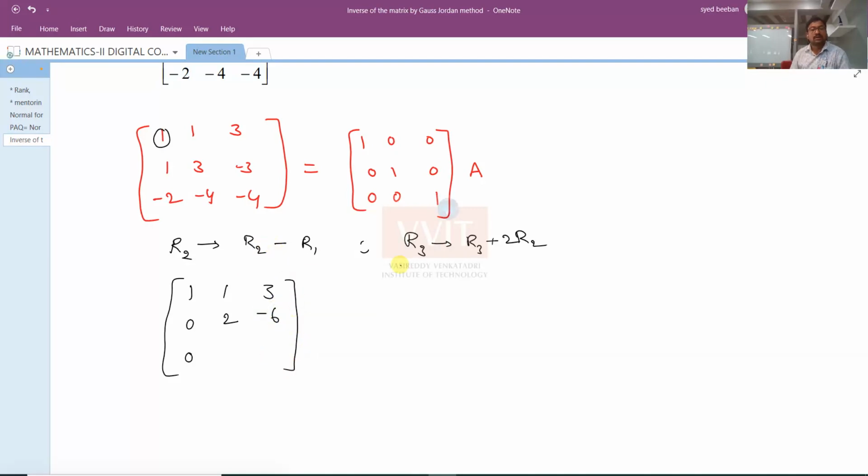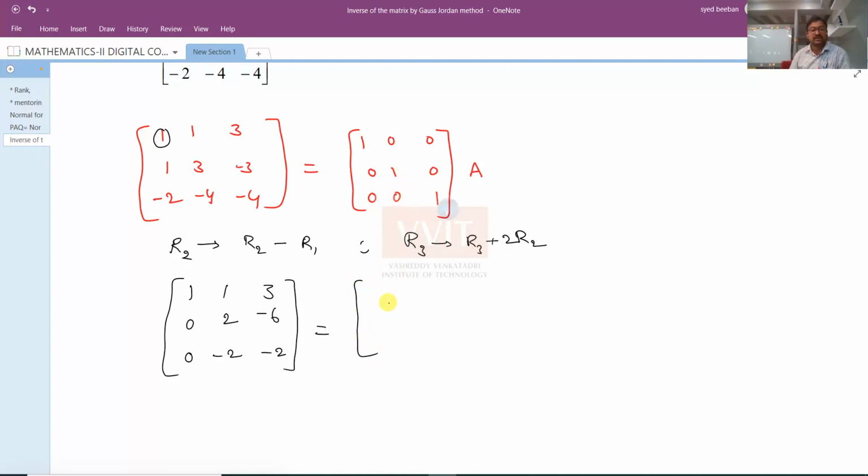and R3 plus 2 R2. So minus 4 plus 2. Minus 4 plus 2 will be minus 2. Here minus 8 plus 6 will be minus 2, equals to the same operations to be applied on the prefactor.